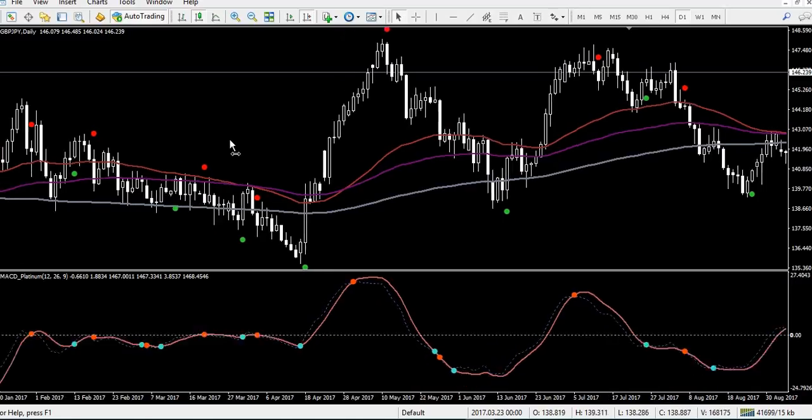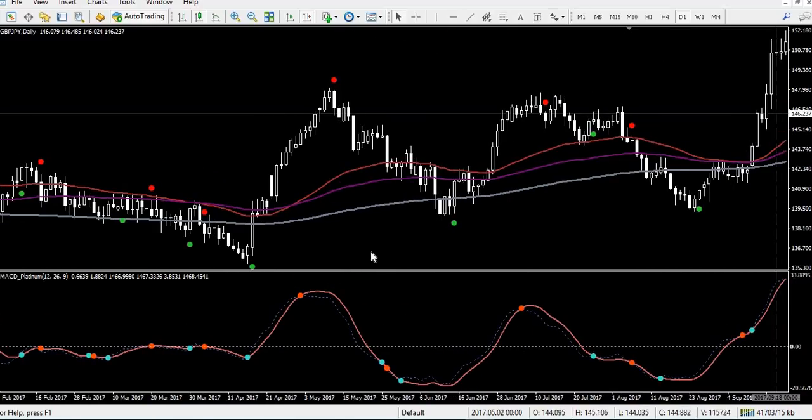And it's a little bit opposite to how you would normally think, but I'll just try and explain it. If we get a red dot on the MACD Platinum above the zero level, this dotted line along here is the zero level. We get a red dot above the zero level. Generally we're looking to sell.